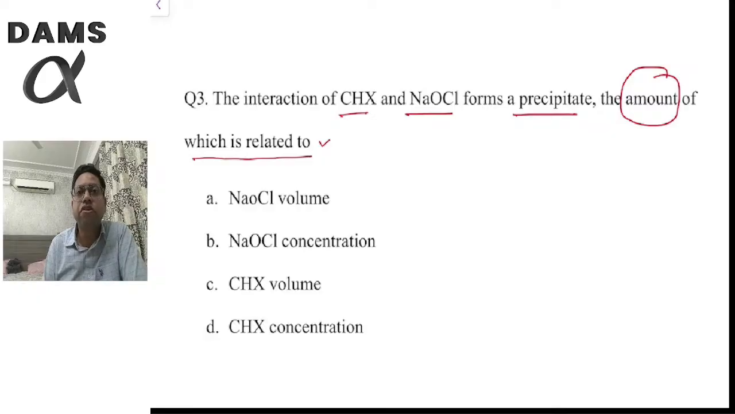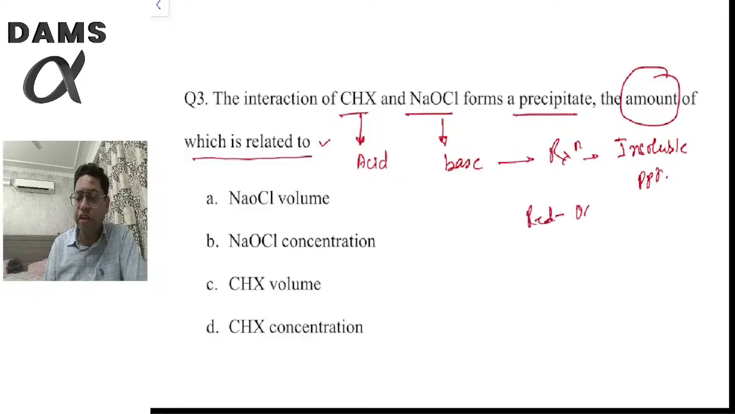Now, for answering this question, you should know what is the interaction between chlorhexidine and sodium hypochlorite. Whenever we mix them together, chlorhexidine acts like an acid, sodium hypochlorite acts like a base, and there would be an acid-base reaction that forms an insoluble precipitate. Insoluble precipitate that is red to orange in color. And this insoluble precipitate is called PCA, that is para-chloraniline.